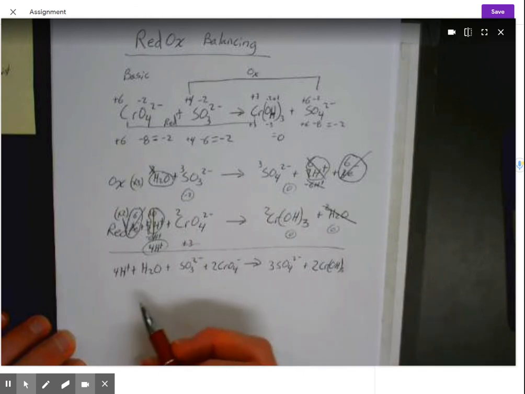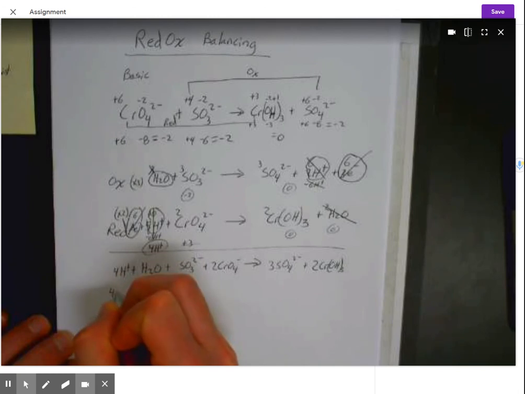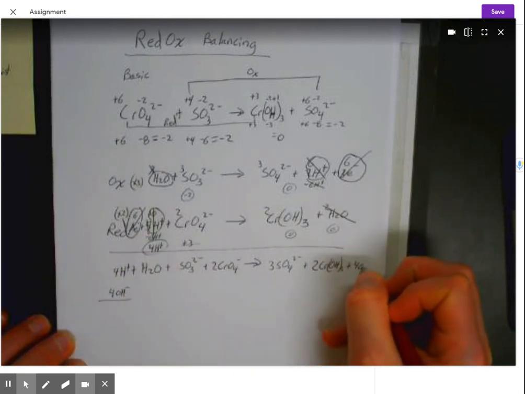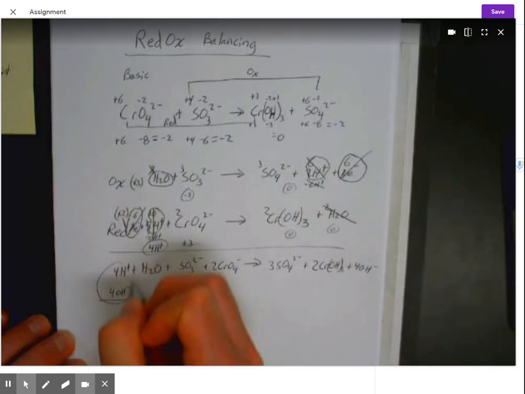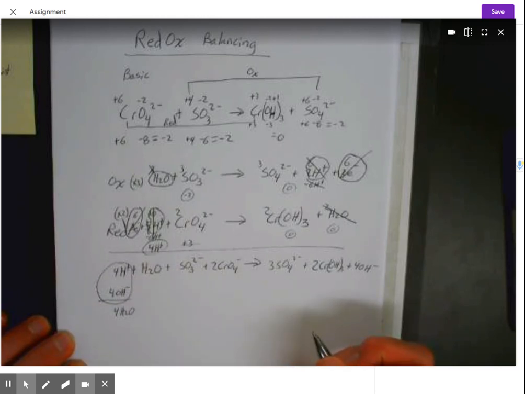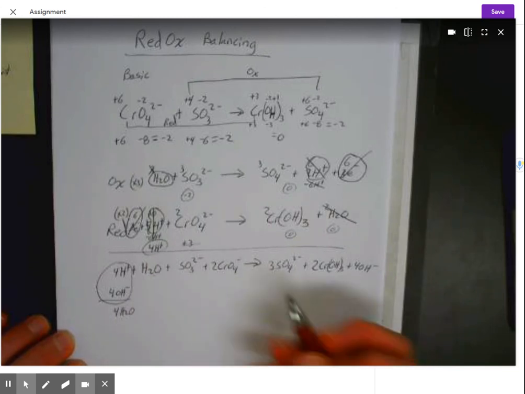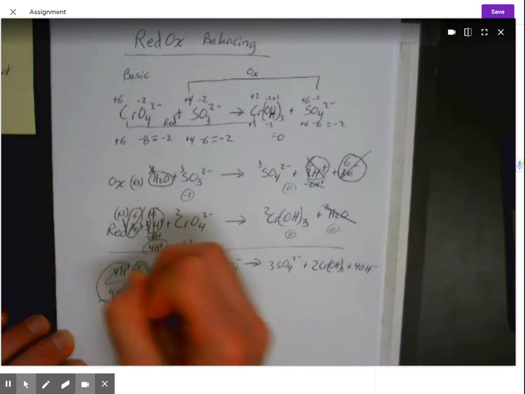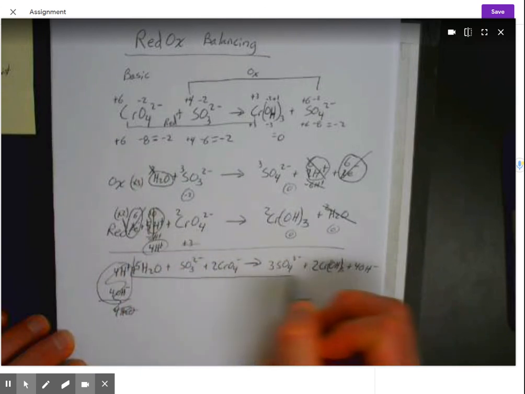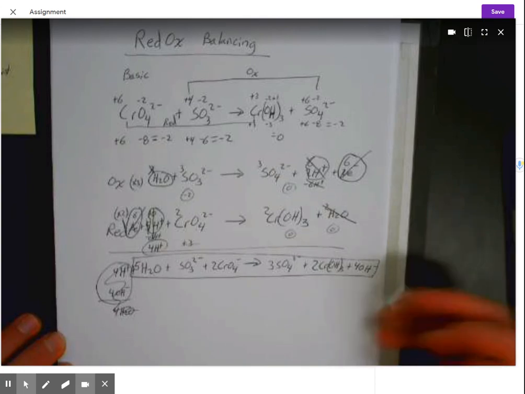Now, if I want to convert that to basic, I look at how many H plus I have, and add that many OH minus to both sides. What that does here is it makes 4 waters. And then these 4 waters and this water will actually just make a total of 5 waters. And there is your new balanced equation in basic solution.